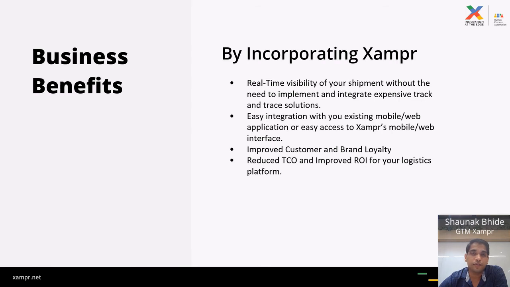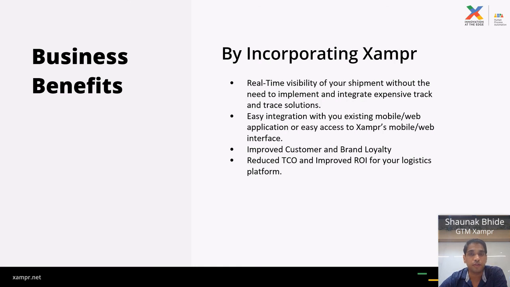So what are the advantages of using Xampr for track and trace for your enterprise? Well, the first one is pretty evident and pretty clear. Using Xampr, you can get real-time notification of shipments for your consumers, for your customers, as well as internal stakeholders, without having the need to implement expensive track and trace solutions. This helps with your overall TCO, improves your ROI as well as brand value to the customers.